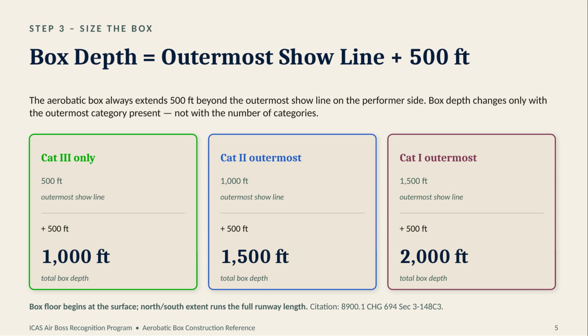Notice that adding Category 2 or Category 1 aircraft to a previously Category 3 only show doesn't just add a new show line, it pushes the entire box boundary outward to match. The box floor begins at the surface, and its north-south extent runs the full length of the runway. This comes from 8900.1, change 694, section 3-148C3.